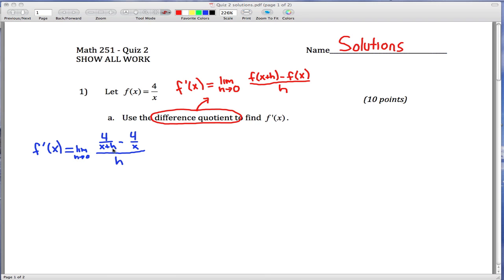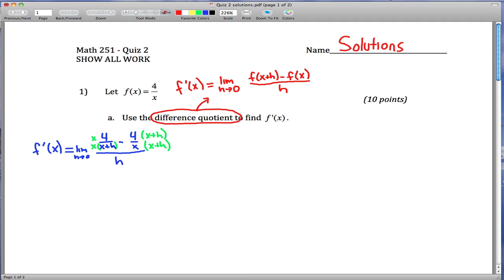Unfortunately, we can't just plug in h equals 0 or we end up with 0 over 0, so what we have to do is simplify basically and cancel out this h. And the way we'll do that is by first finding a common denominator in the numerator. The common denominator in this case will be x times x plus h. So what we do here is we multiply this side by x over x and this side by x plus h over x plus h. Since both those are equal to 1, we're not changing the answer at all.